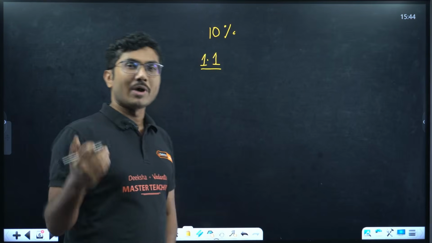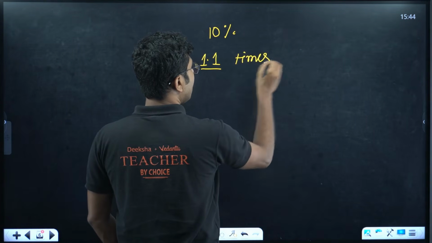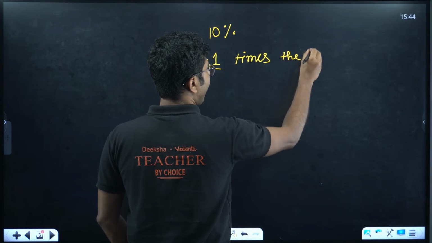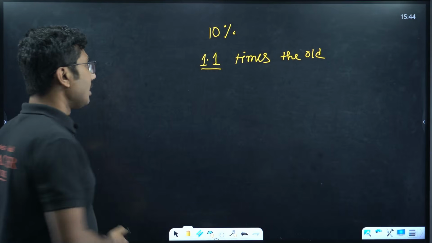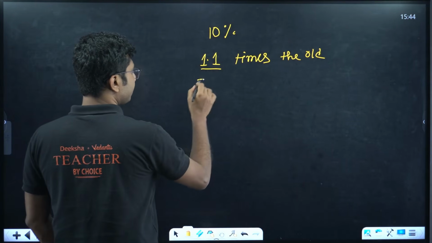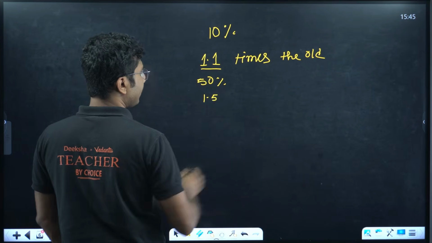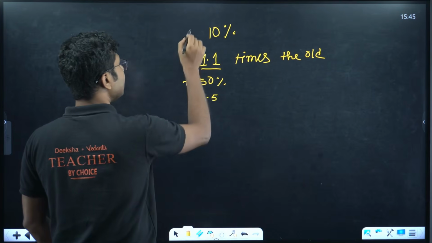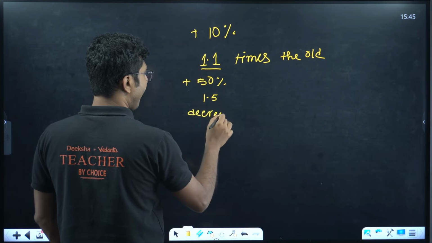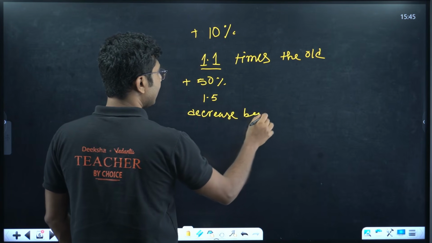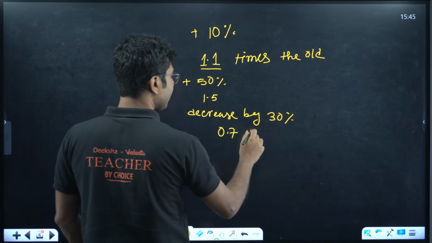Okay, 1.1 times the old, right? If you are, say, increasing the length by 50%, a 50% increase means the new length is 1.5 times. Okay, these are all increasing. If it is decreasing, say by 30%, then it will be 0.7 times.